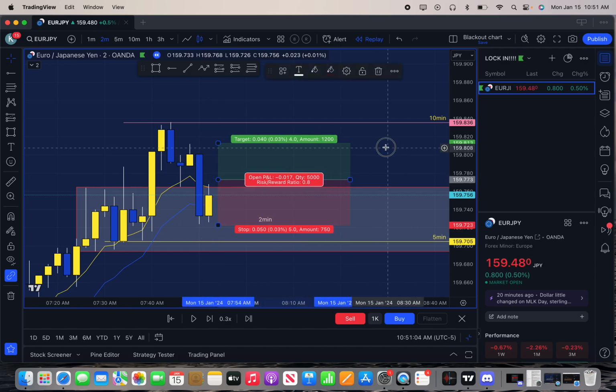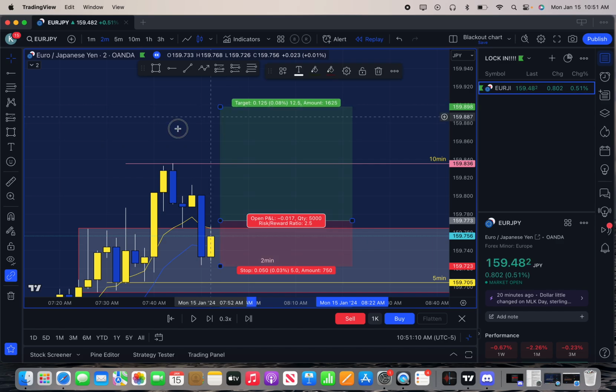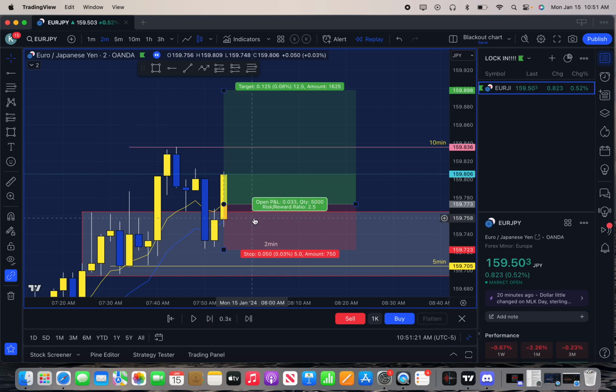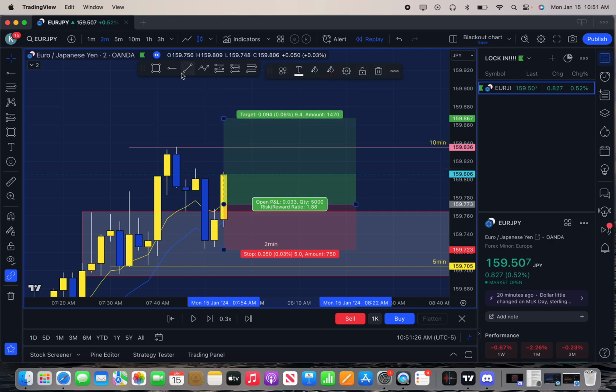Got a 5 pip stop. So that would be 6 or 12.5. So let's see if we get entered. Yep, we get entered. So we're going to go ahead and get our 0.75 levels. 12.5 times 0.75. That is 9.37. So about 9.4.